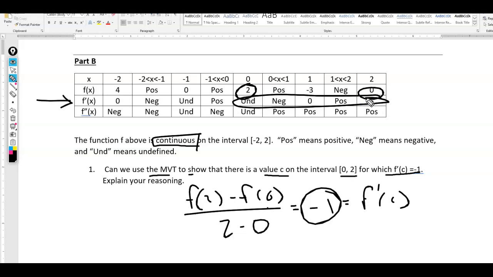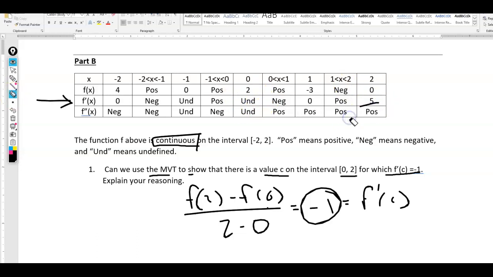Is the derivative undefined anywhere on the interval from 0 to 2? Well, it's undefined here, but that's actually okay. When it comes to the mean value theorem, the endpoints don't have to have a derivative, just the things in the middle. So do I have an undefined derivative anywhere in here? No. The derivative exists everywhere on the interval. So we're good. We can actually go ahead and see if it works.